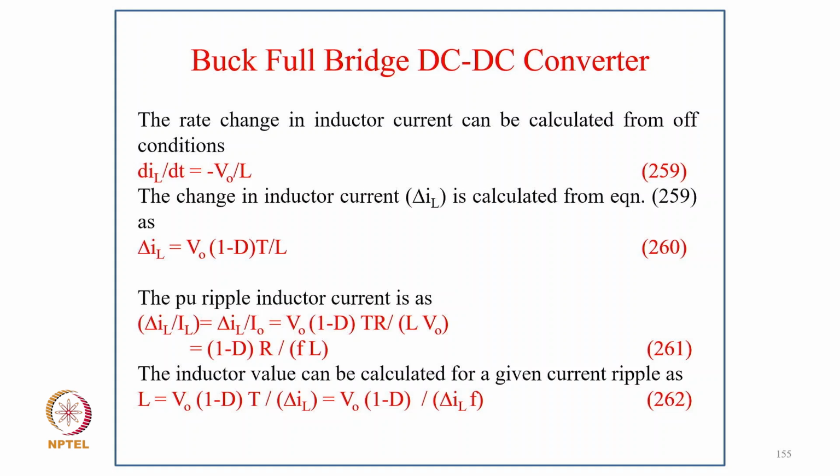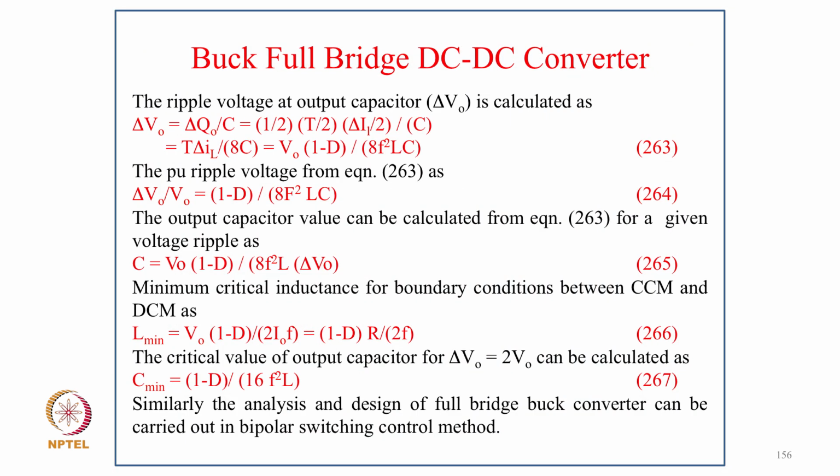and the per unit value of inductor current can be calculated as delta IL upon IL equal to delta IL upon I0 equal to VO (1 minus D) T upon L into V0, equal to (1 minus D) upon FL. The inductor value can be calculated as L equal to VO (1 minus D) T upon delta IL, that is VO (1 minus D) divided by delta IL into F.